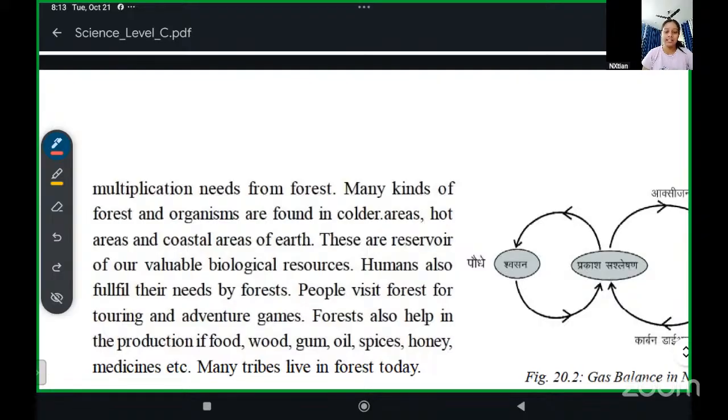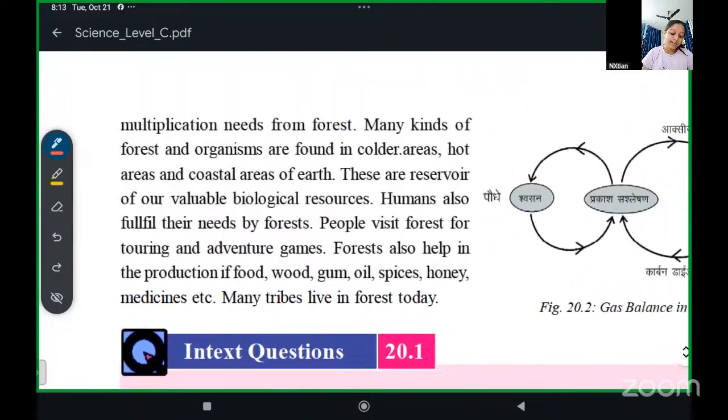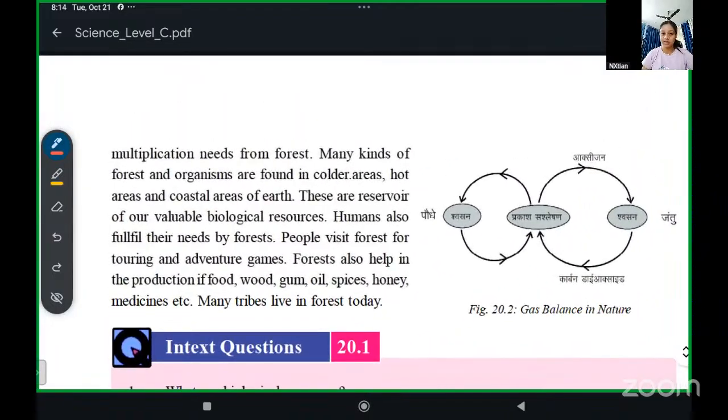Humans also fulfill their needs from forests. How? We obtain a lot of things from the forest: food, wood, gum, oil, spices, honey, medicines, etc. Also, people visit forests for touring, trekking, adventure games, and picnics. Many tribes are also living in the forests even today. It is their home.